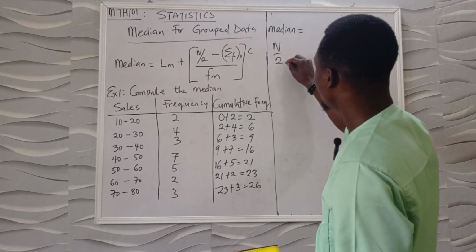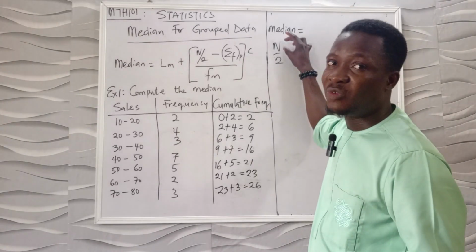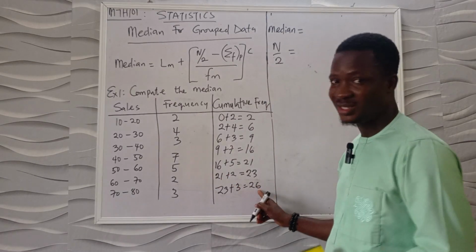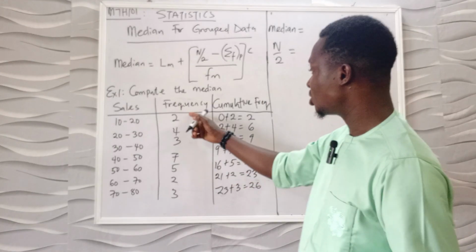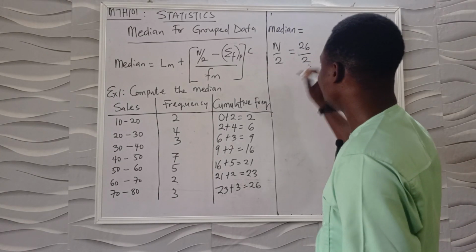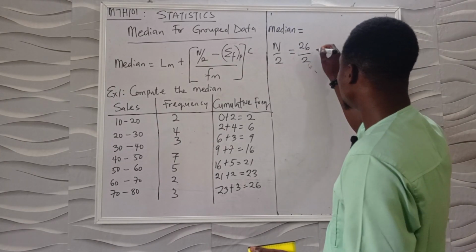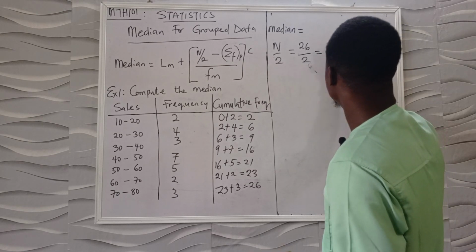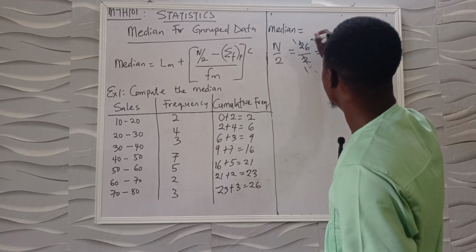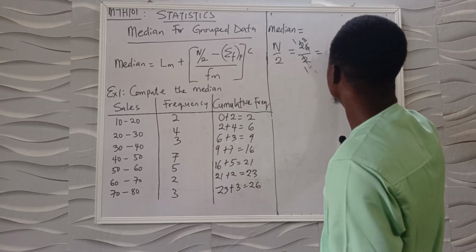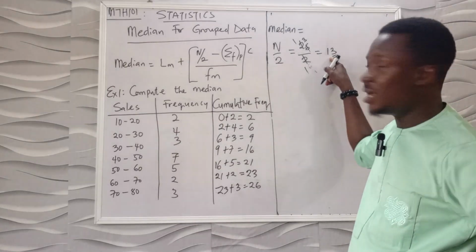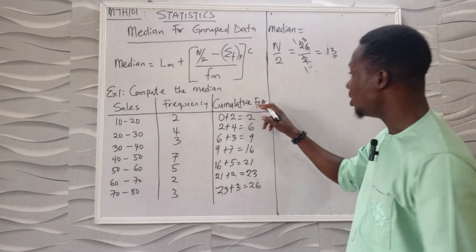So this is N over 2, and we said N is the number of observations. So what's the number of observations in this case? 26. I said that the sum of the frequency will give you the number of observations. So you have 26 all over 2. By the time you divide this, let's just do it: 2 here 1, 2 here 1, and 2 here 3. So we have 13. 13 is our answer.